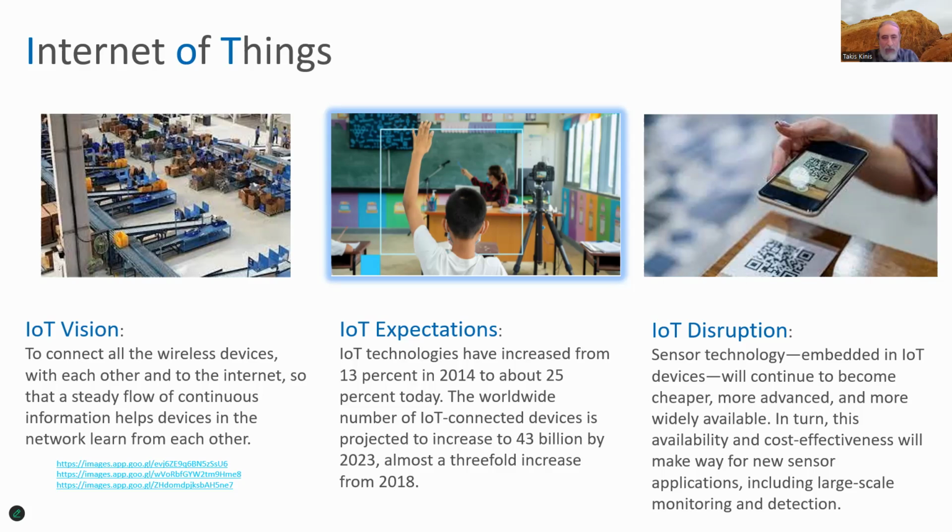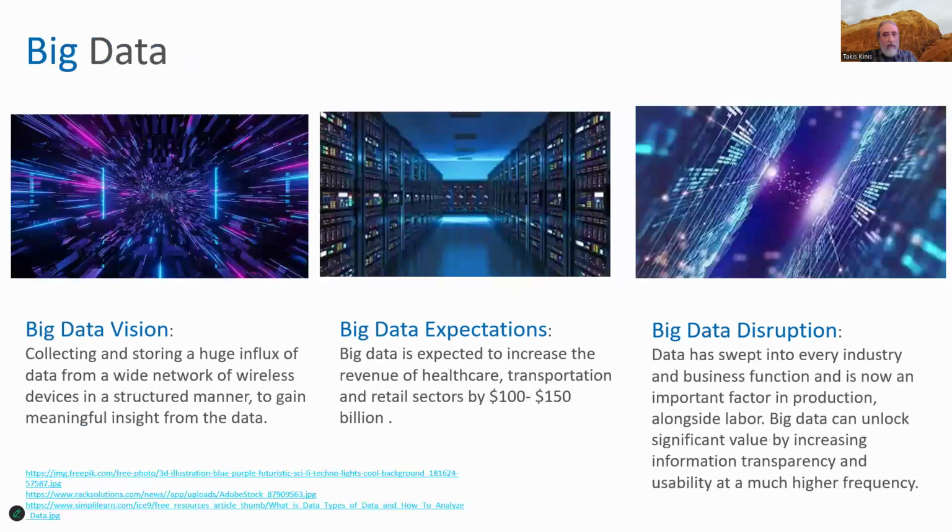You can see some of the things here, and I like the metrics here. So IoT has increased from 13% in 2014 to 25% today. The worldwide number of IoT connected devices is projected to increase to 43 billion by 2023, already past that, and almost a threefold increase from 2018. Oh my God, you think that's stopping? It's not stopping, right?